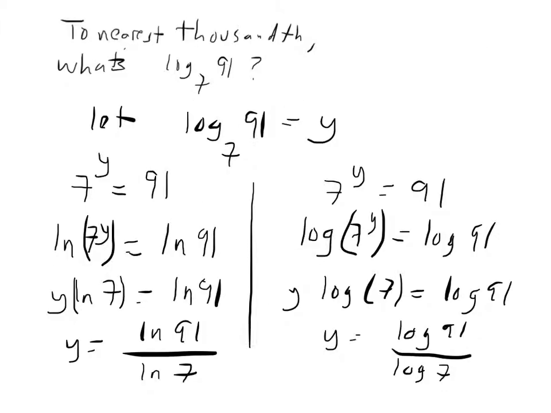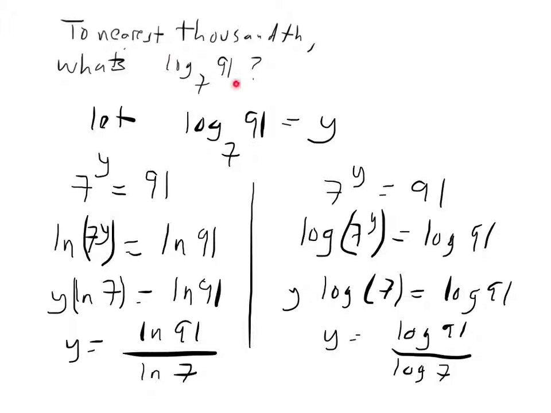So as an example, suppose we want to find to the nearest thousandth what log base 7 of 91 is. Well, I have some sort of idea about where that's going to be. 7 to some power equals 91. 7 squared is going to be 49, and 7 cubed is going to be a lot bigger than 91. So somewhere between 2 and 3, probably closer to 2. So how would we do this?